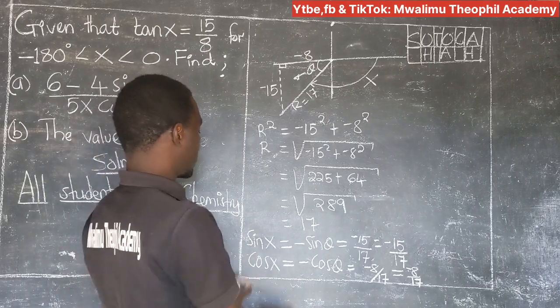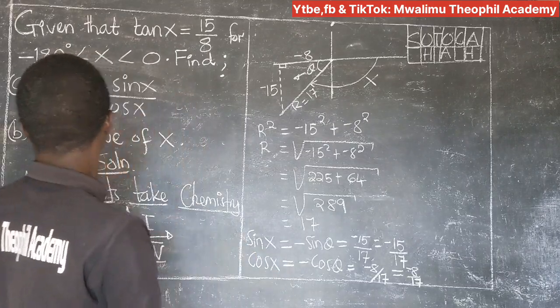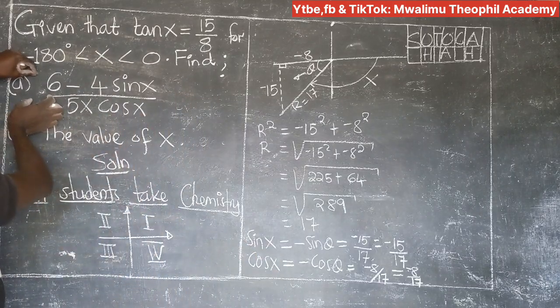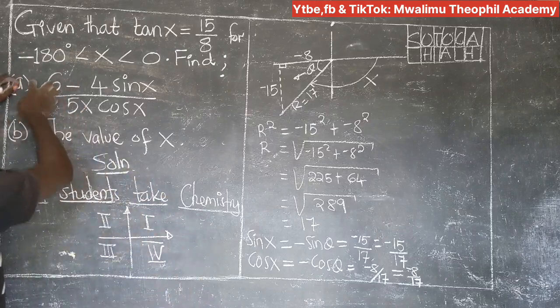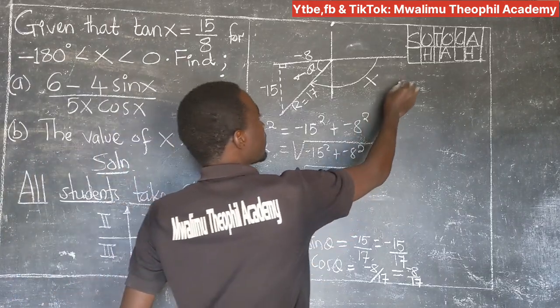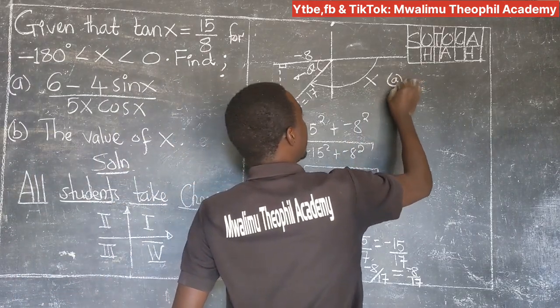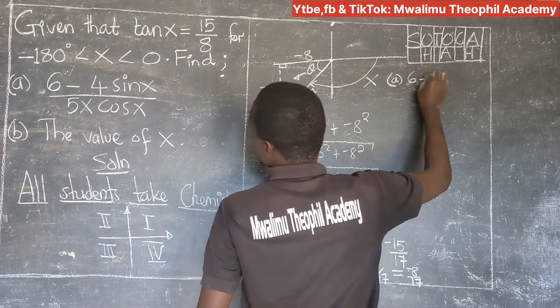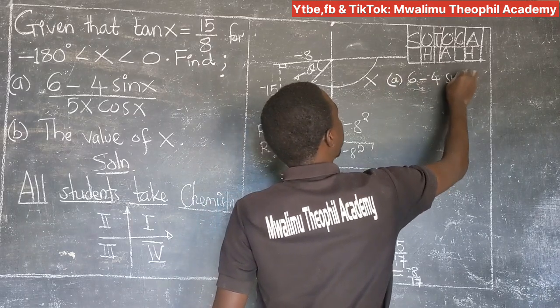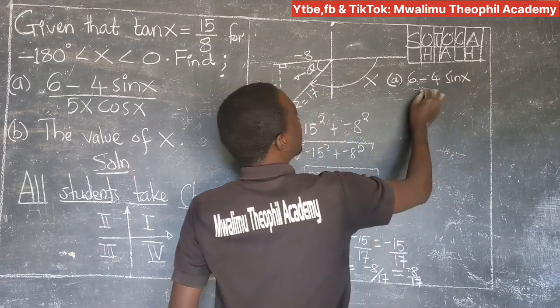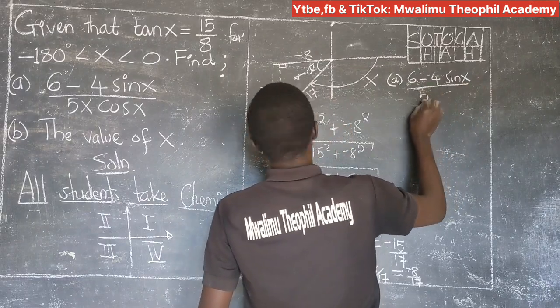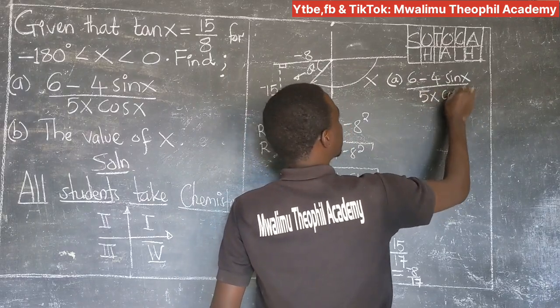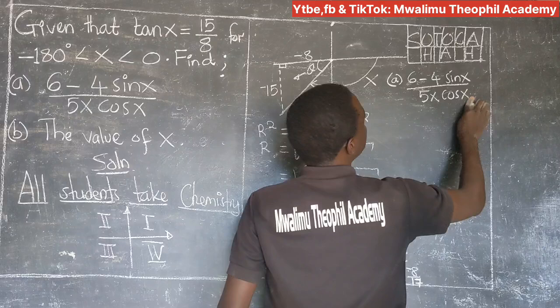Now we have already obtained the values of sine and cosine that are going to be used to solve part A. So we may start solving our parts. Now, part A, let's start with part A. Part A, you are given 6 minus 4 sine x divided by 5 times cos of angle x.